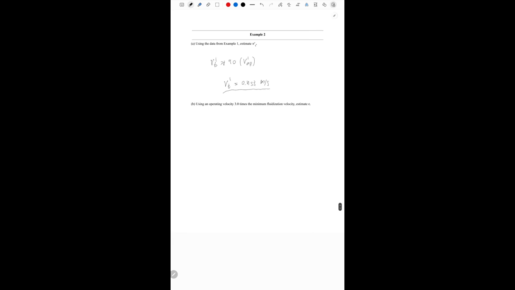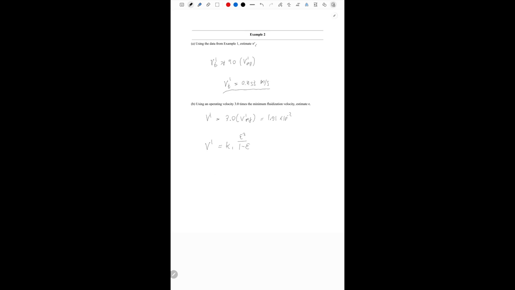Okay, part B wants us to estimate the porosity at an operating velocity of 3 times the minimum fluidization velocity. So the operating velocity is going to be equal to 3 times the minimum fluidization velocity, which in this case is equal to 1.51 times 10 to the negative 2. To do this, we're going to use this expression: velocity equal to K1 times the porosity cubed over 1 minus porosity.